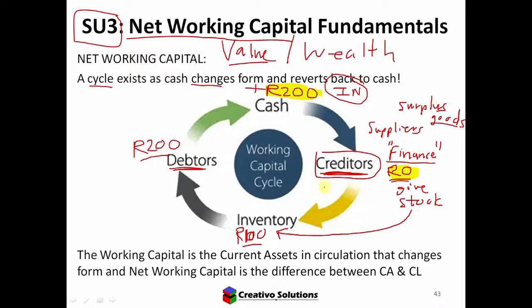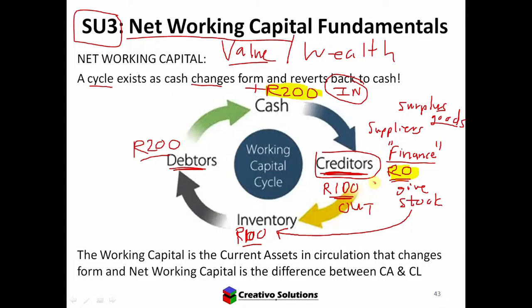100 Rand. Yes. Well, it's probably going to be a bit more than that, maybe 110, because there might be interest. Let's assume they're a nice creditor and they don't charge us interest, and we pay them within the 30 days, then we're only going to pay them the 100. So that's fine. And that'll be the out.